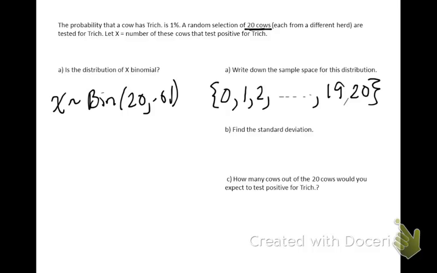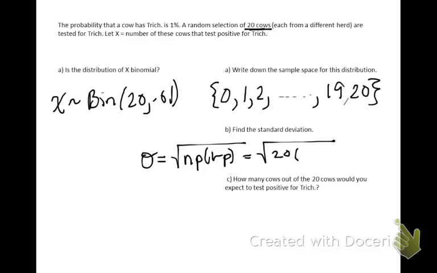To find the standard deviation, we'll use the formula that sigma equals the square root of n times p times 1 minus p. Our sample size was 20 cows, and the probability of testing positive was 0.01. So the probability of testing negative is 1 minus 0.01. This gives us a standard deviation of 0.44497.